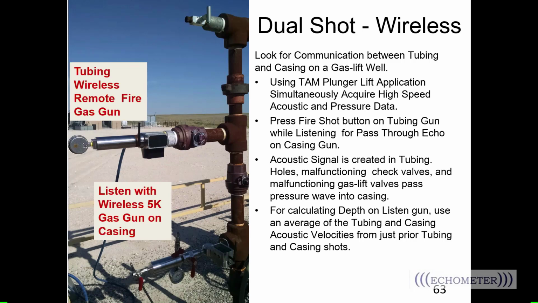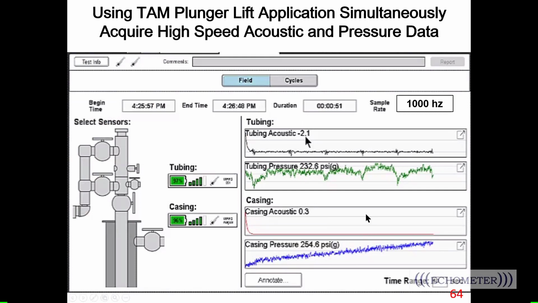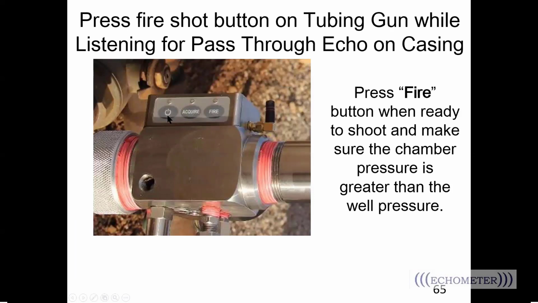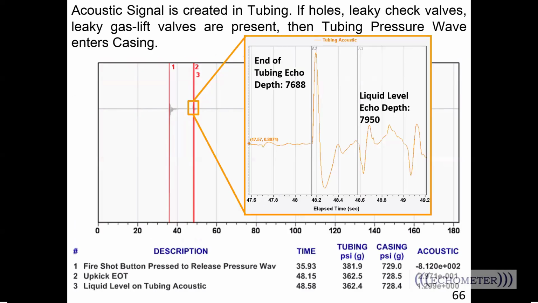All right, so using the TAM application, you can get everything up and go ahead and start acquiring the data. Press the fire shot button on your tubing gun, and we're listening for the pass-through echo on the casing gun. So here's an example. This is the plunger lift or the plunger tracking module within TAM. Essentially you would just start acquiring. What you see here is data that's streaming. You see the two channels from the tubing gun and two channels from the casing gun, and it's streaming data. Then you walk over and press the fire shot button to create the shot.